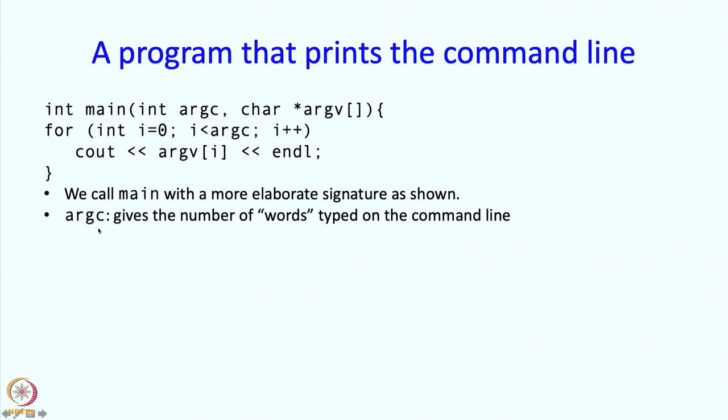So what are these additional things? Well, before getting into that, let me just show you the program and then we will explain it. So this is the main function, and that is the only function over here, but its signature is different. And now I will tell you how these arguments are to be interpreted. So argc is going to give the number of words typed on the command line by the user. Okay, so as I said, when your computer starts off the main program, it is calling the main function, and it supplies these two arguments. The first argument says how many words there are on the command line.